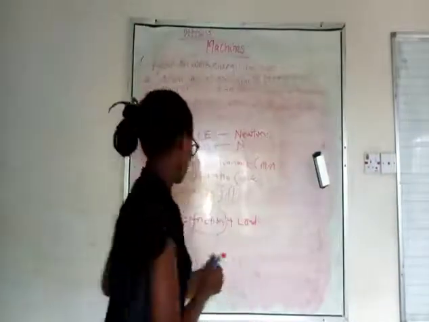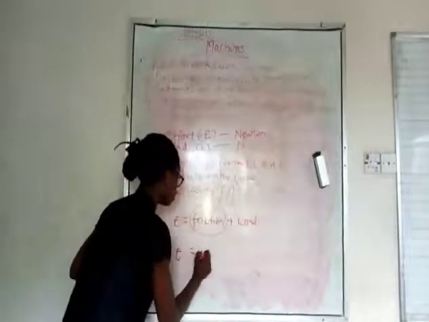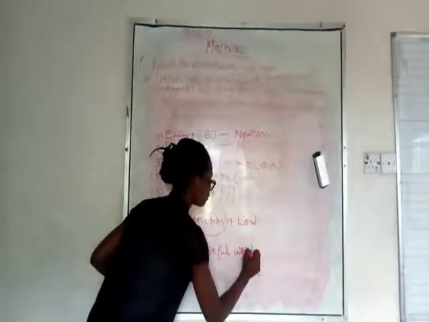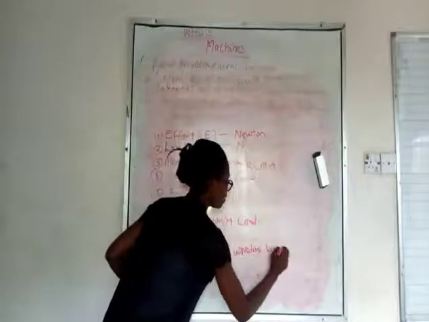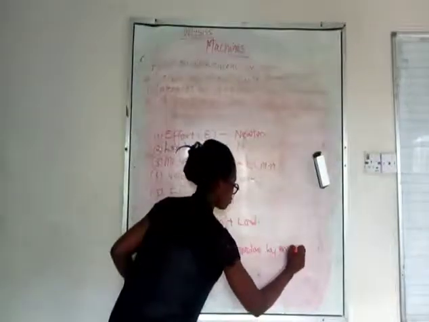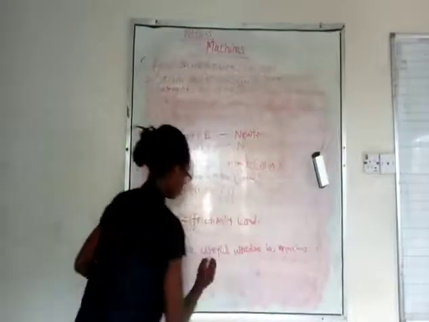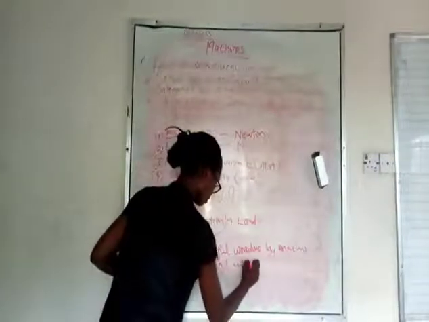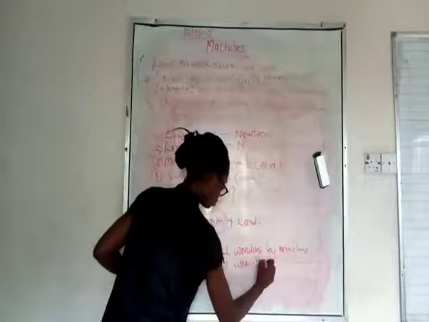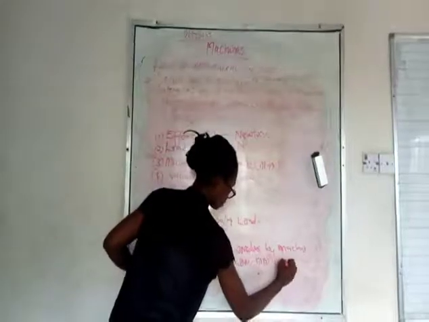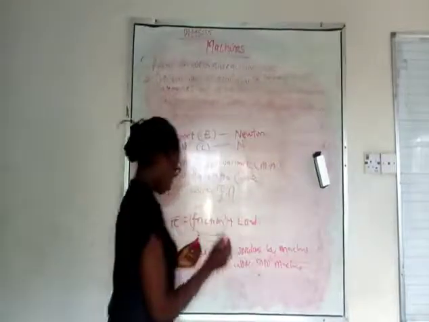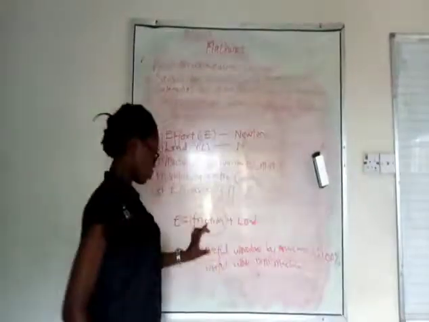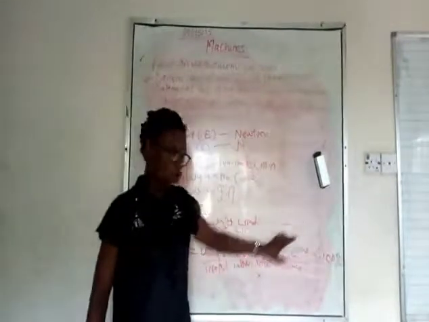That's why when we're defining efficiency, we say what? Useful work done by machine all over what? The useful work into machine. Or you can call this what? Work output all over what?